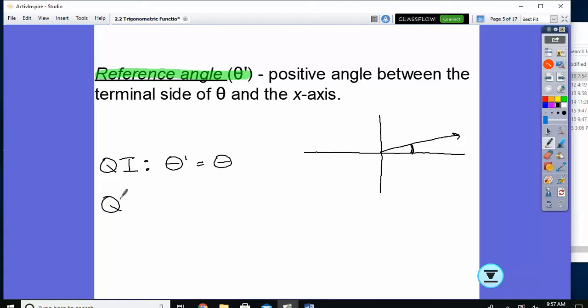If you are in quadrant 2, so if I have an angle that ends in quadrant 2, that means this is my angle. My reference angle is the distance from my terminal side to the x-axis. So this is my theta prime. How would I find that? The distance from here to that line.